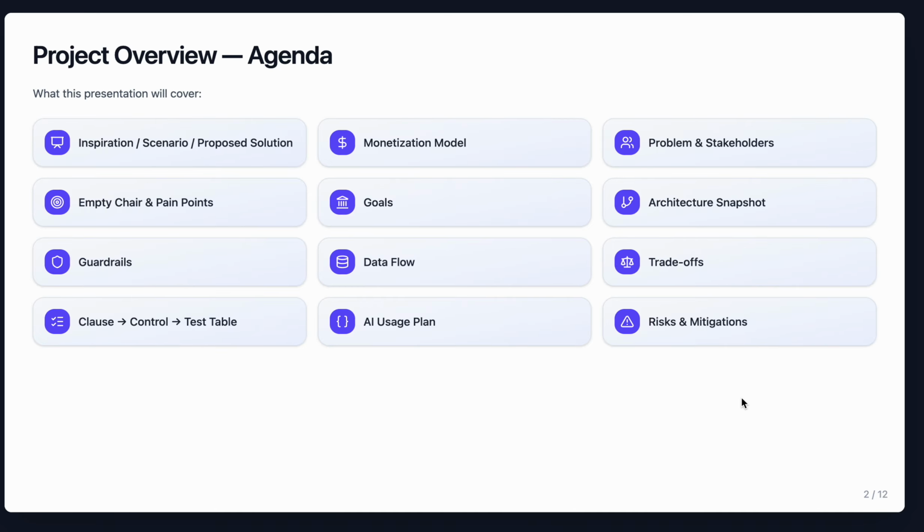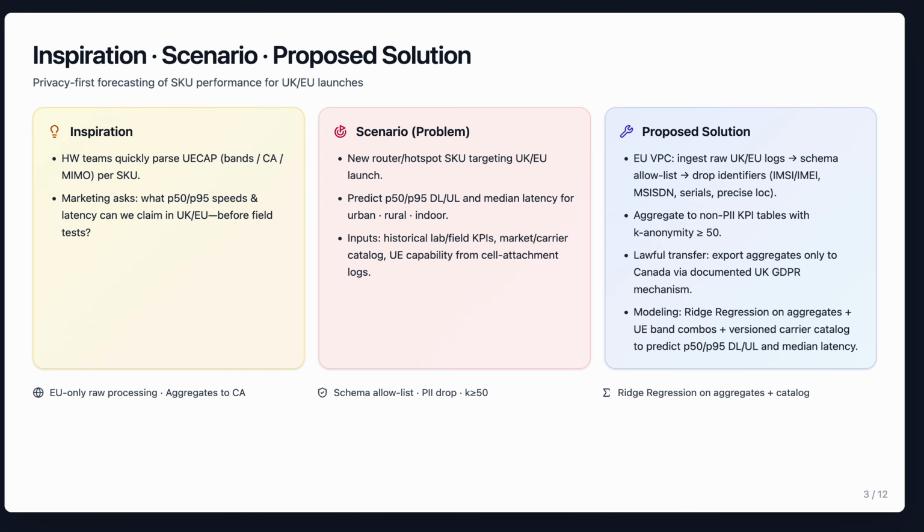We'll be talking about inspiration, scenario, proposed solution, monetization model, problem and stakeholders, empty chair pinpoints, goals, architecture snapshot, guardrails, data flow, trade-offs, cloud cost and test table, UI usage plan, risks and mitigations.